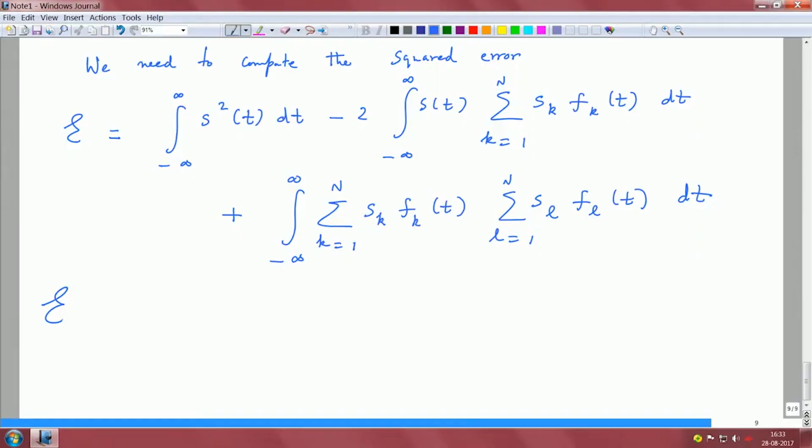basically simplifies. So, this square error, now just focus on this term here, right. This term is just the energy in the signal E s, right. Energy in the signal is basically the square of the signal, the integral from minus infinity to plus infinity of s square t dt is the energy in the signal.